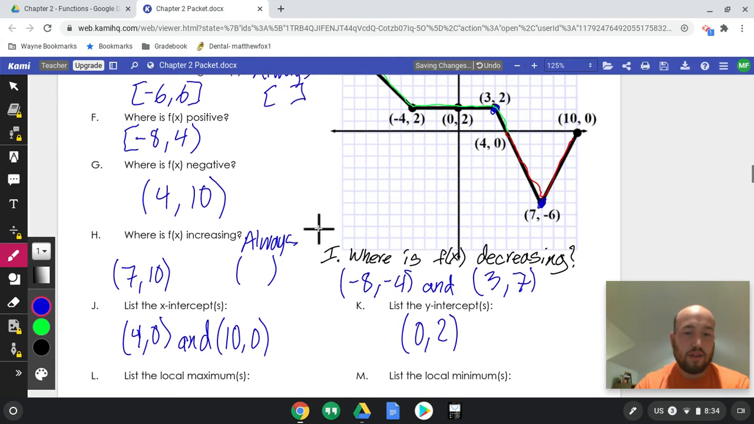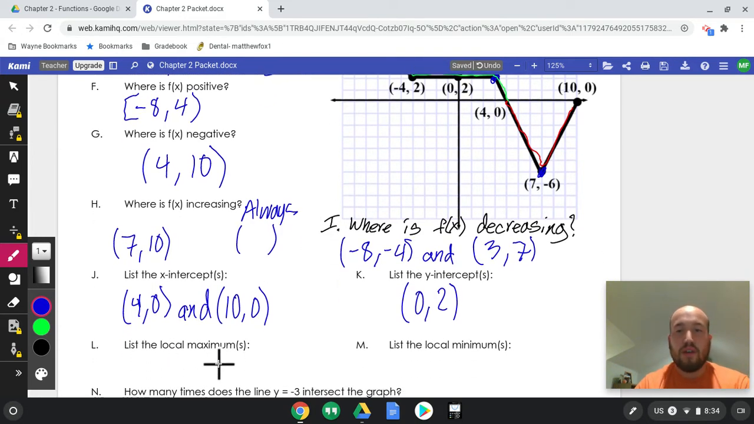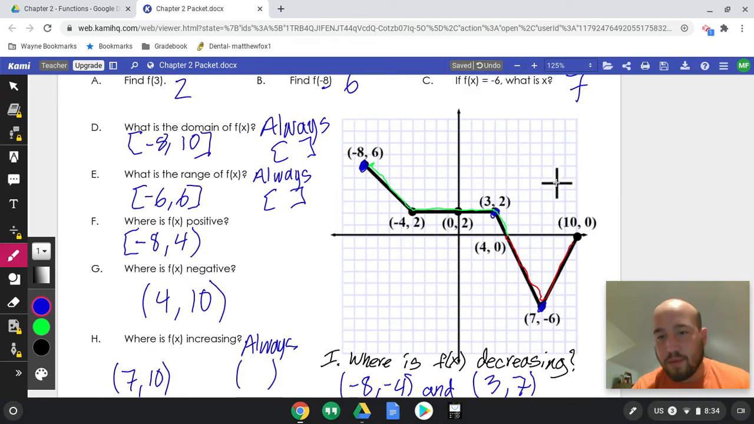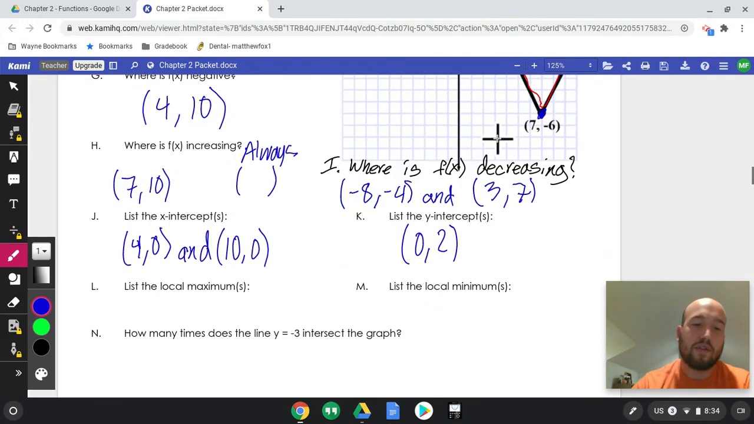All right, so list the local maximum. Now, you might remember from last year, a local maximum has to occur where there's a peak, where it was going up, and now it's going down. It was increasing, and now it's decreasing. If we look here, some of you might be tempted to call 3 a local maximum, but it was constant, and then it was decreasing, so that doesn't work. Over here at -8, it starts decreasing, but it wasn't increasing before. So we actually don't have a local maximum, so we're going to say none.